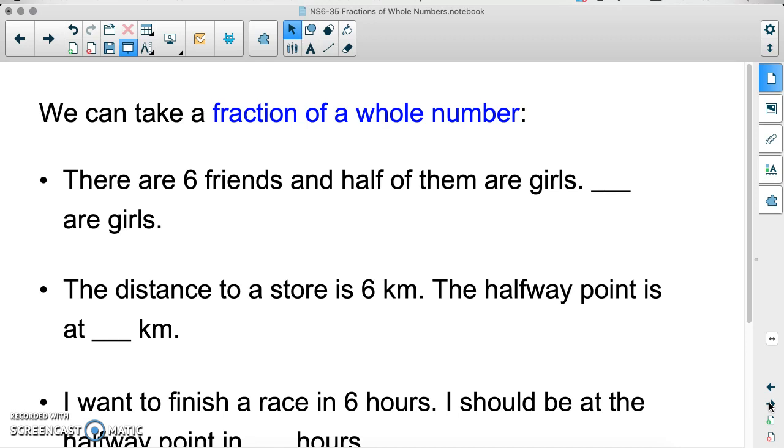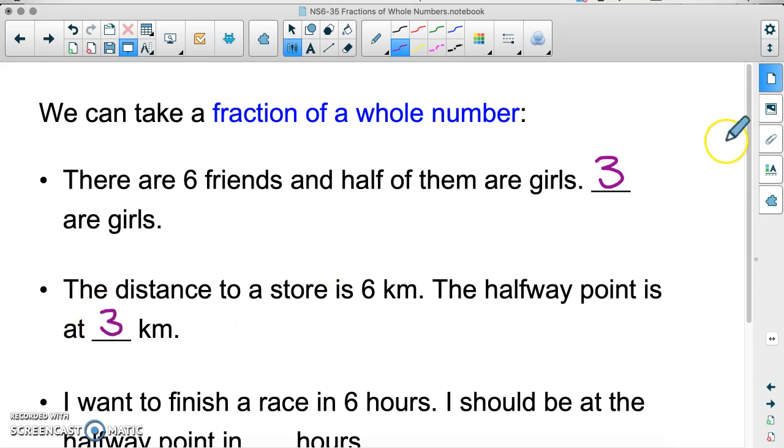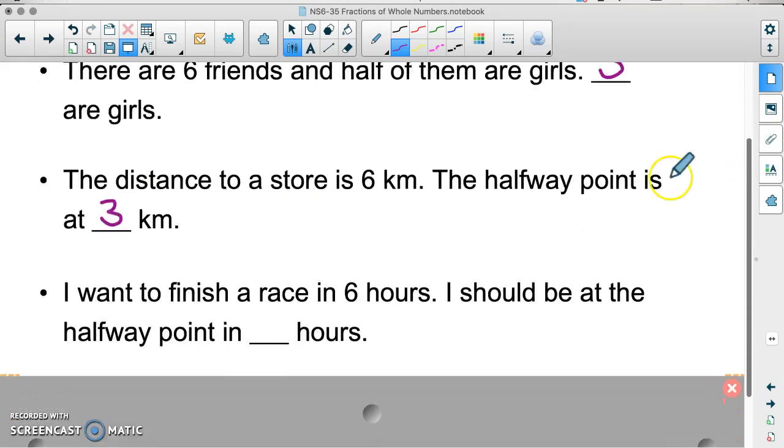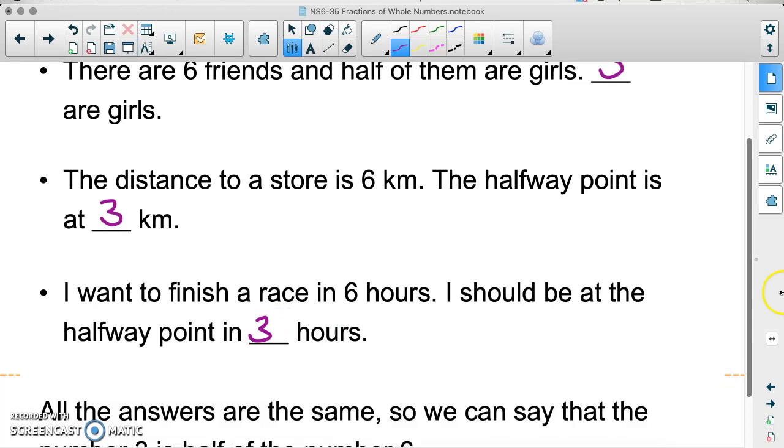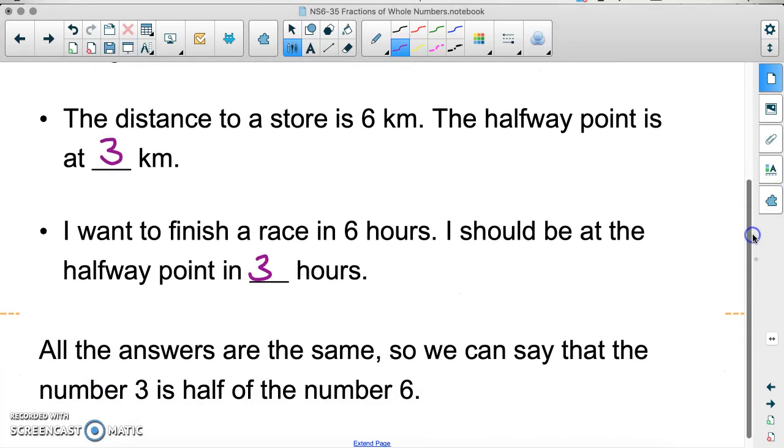So if there are 6 friends and half of them are girls, well, how many of them would be girls? We know that 3 of them would be girls. The distance to a store is 6 kilometers. Therefore, the halfway point is at 3 kilometers. I want to finish a race in 6 hours, so therefore I should be at the halfway point in 3 hours. All of the answers are the same, so we can say that the number 3 is half of the number 6.